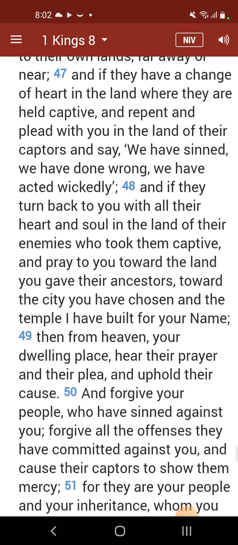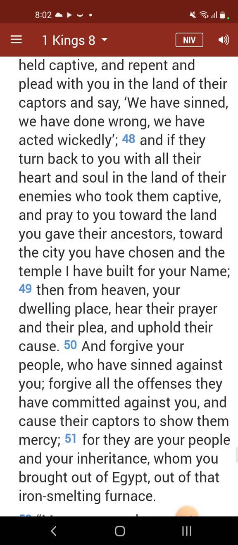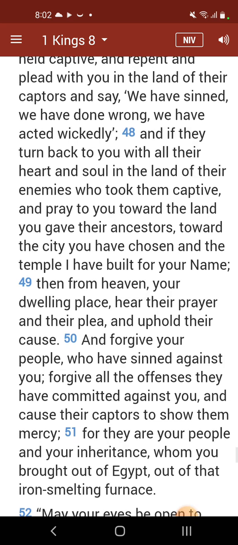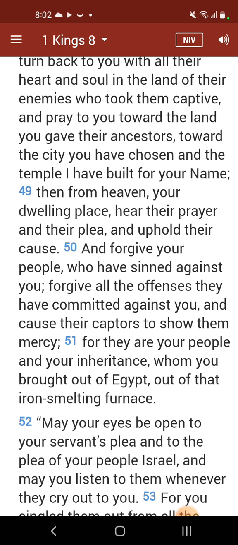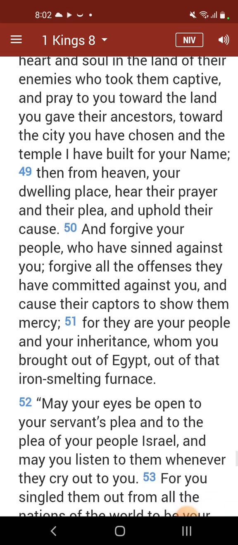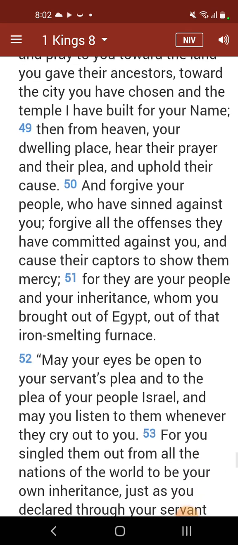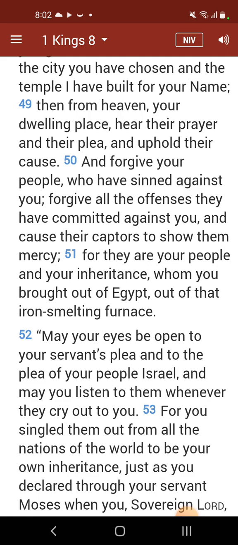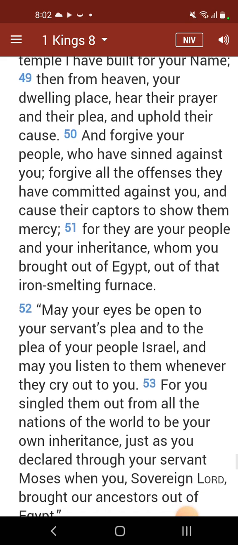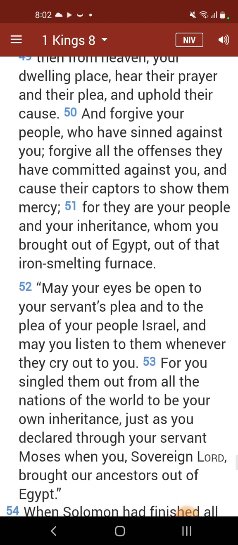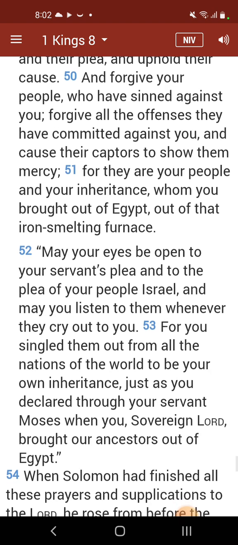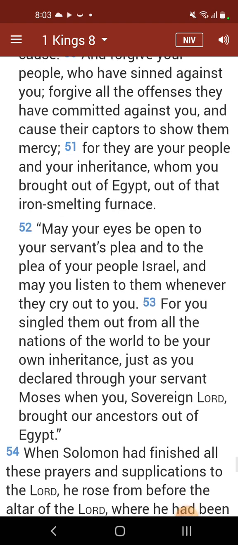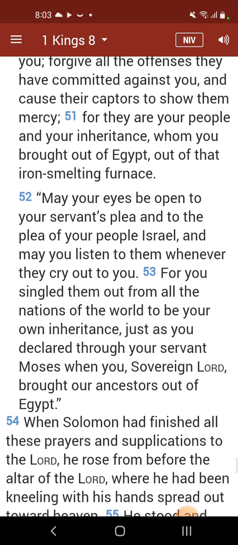and pray to you toward the land you gave their ancestors, toward the city you have chosen and the temple I have built for your name, then from heaven, your dwelling place, hear their prayer and their plea, and uphold their cause, and forgive your people who have sinned against you. Forgive all the offenses they have committed against you, and cause their captors to show them mercy. For they are your people and your inheritance, whom you brought out of Egypt, out of that iron-smelting furnace.